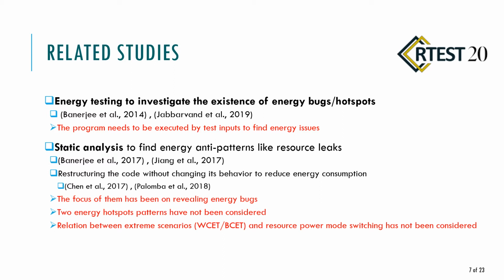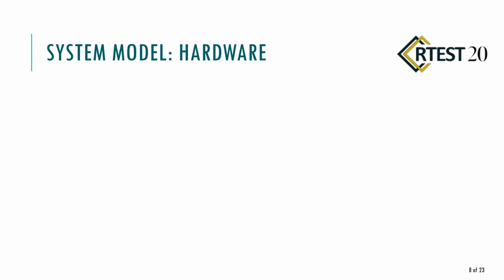The focus of that research has been on revealing energy bugs, whereas finding energy hotspots through static analysis has been less investigated in previous research. Also, none of the previous works considered the two energy hotspot patterns we introduced in this paper. The relation between extreme scenarios, W set, B set, and resource power mode switching has not been considered in previous studies. In this slide and the following, we explain our system model as hardware and software models.